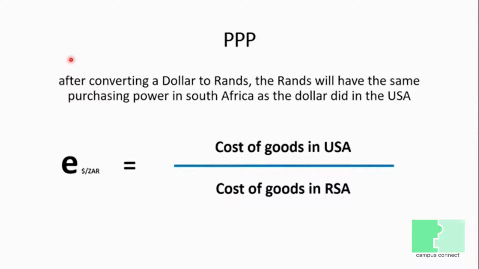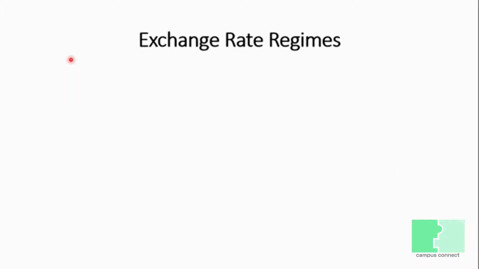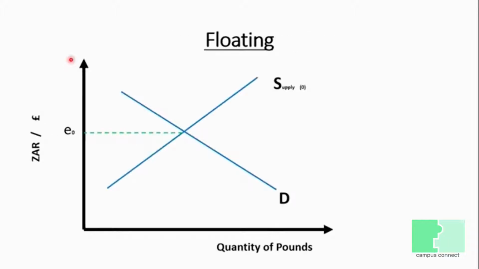Next up is your exchange rate regimes. We have three exchange rate regimes: floating, fixed, and crawling peg. The floating exchange rate regime, that's the exchange rate regime we've been dealing with in the examples we've looked at. Your floating exchange rate regime is a free market. So the central bank allows the demand and supply to interact and establish the equilibrium exchange rate of E0.